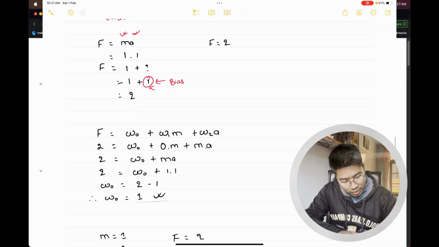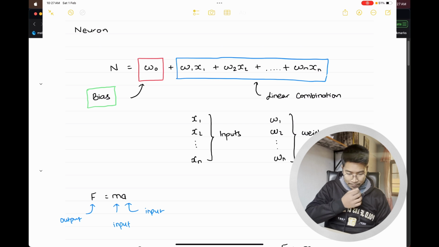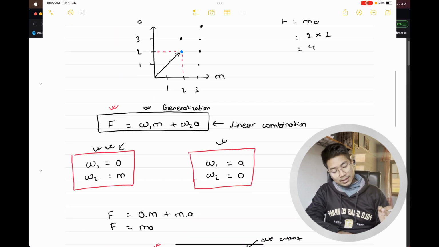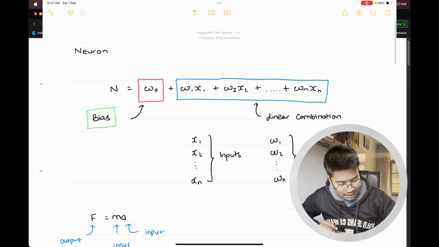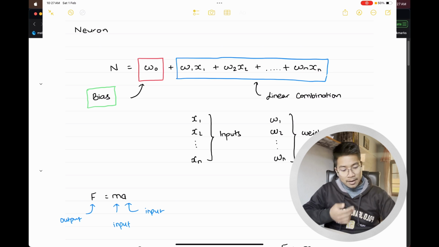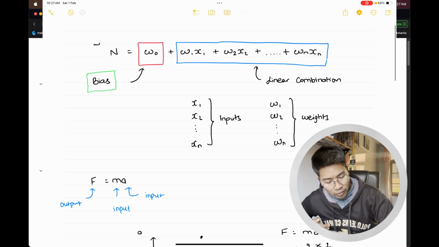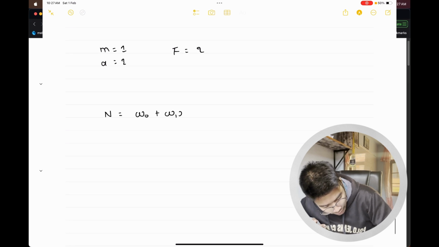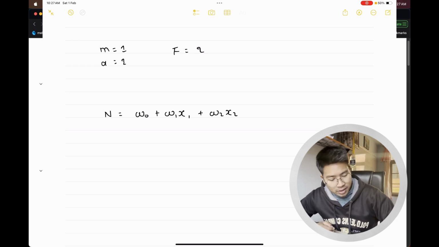So that's why you see this kind of equation with a bias and a linear combination for a neuron. Okay, good. Now we understand this thing about linear combination. Now we understand the bias. Okay, now let's try to simplify this. I'm taking this equation over here again. If I say n is equal to w0 plus w1 x1 plus w2 x2, and let's just assume that we only have two inputs, x1 and x2.